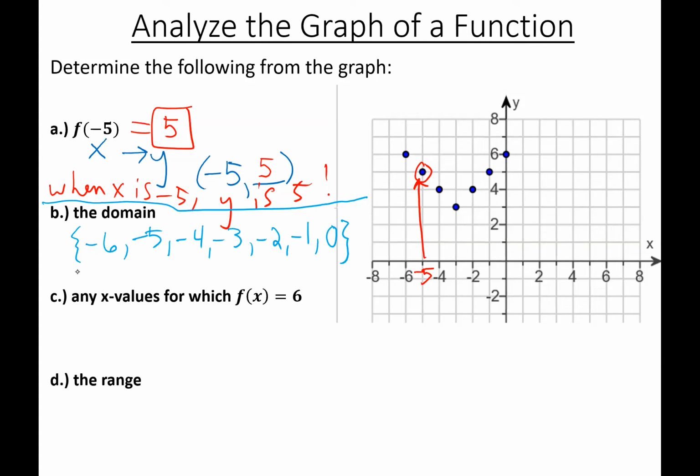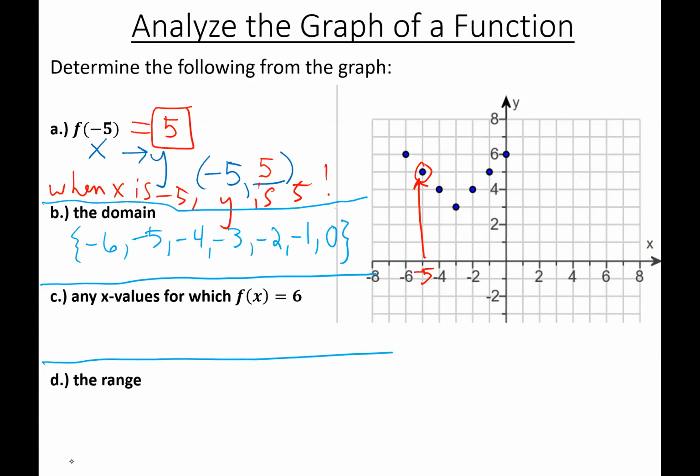Okay, so I just made a list here. Usually you're not able to list them. It's more of an inequality because there's an infinite number of points. But in this case, there were only 7 points, so I was able to list the 7 values of the domain. Okay, I'm going to skip ahead here. I like to do the range next.